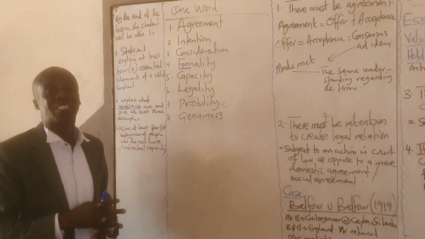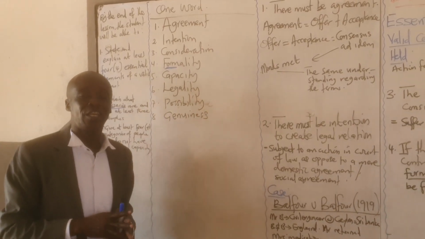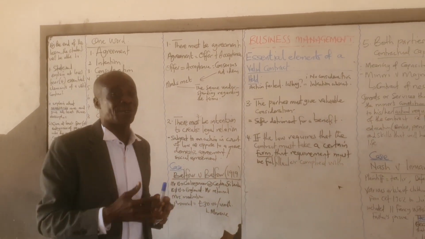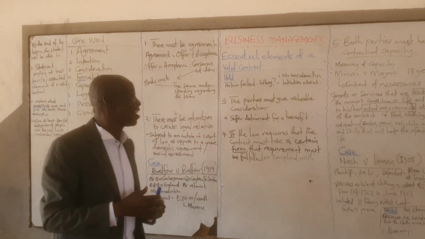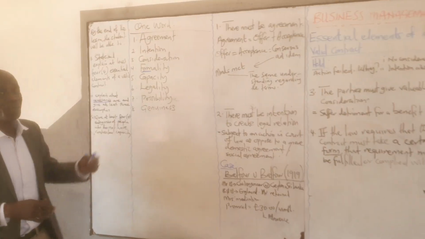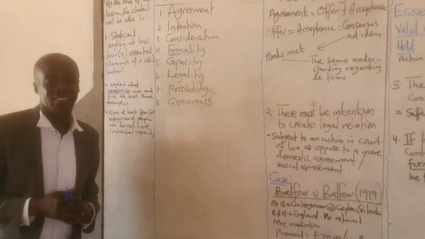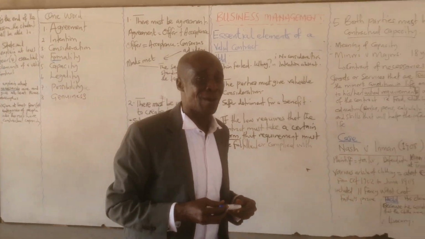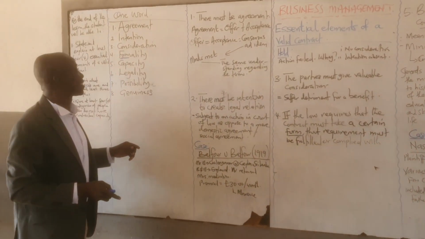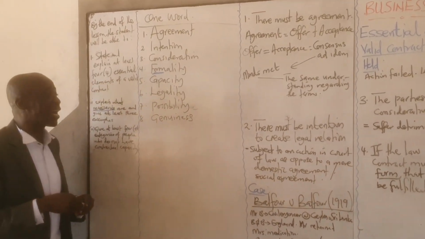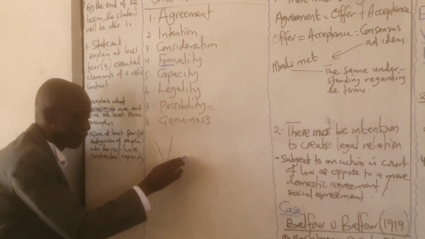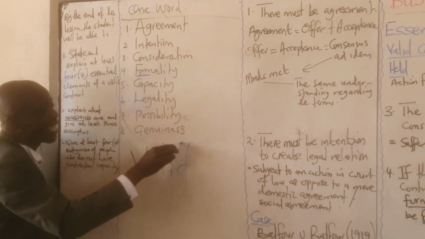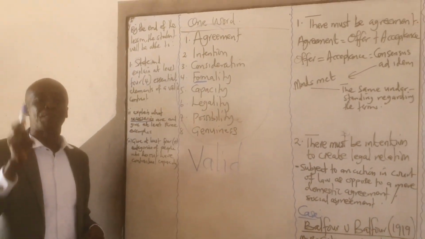The next one is possibility. It should be possible to perform the contract. We shall learn about that. That's the possibility. And the last one is genuineness. There must be genuineness of consent. We shall learn about that one. So what I'm saying is that for a contract to be valid, all these elements must be present.